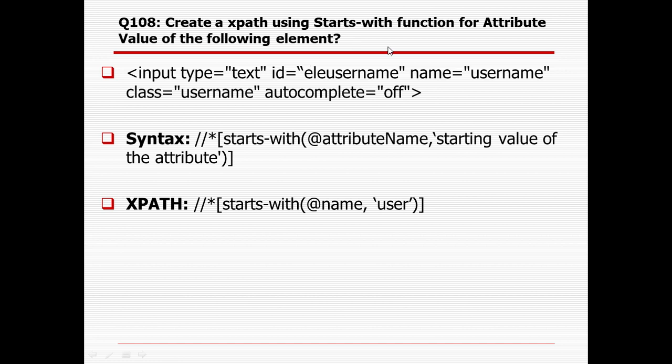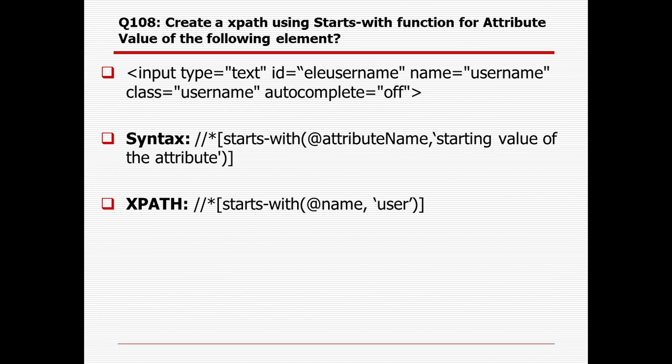Create XPath using the starts-with function for the attribute value of the following element. Why do we use starts-with? Suppose for a particular element, some part of the value is fixed. Suppose Google search: sometimes the word Google is fixed and search can vary. Instead of search it can be Google searching. If you type the full Google search, it will not work because it is changing from search to searching, or search to search engine, but Google will still stay fixed.